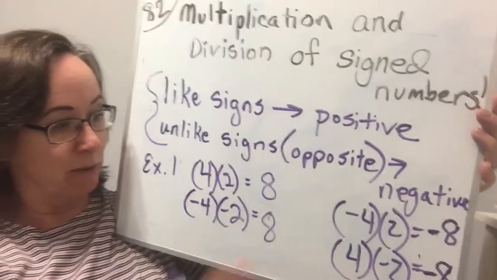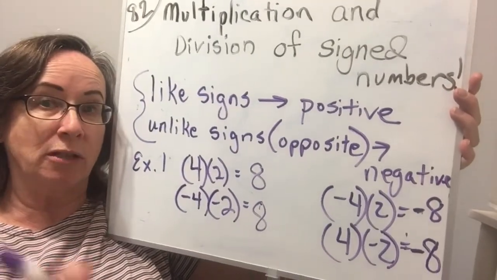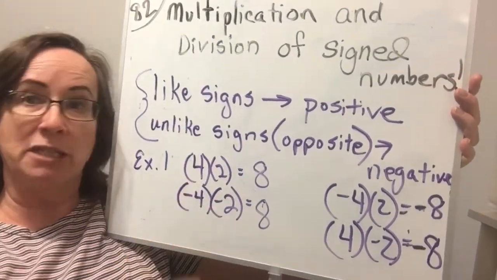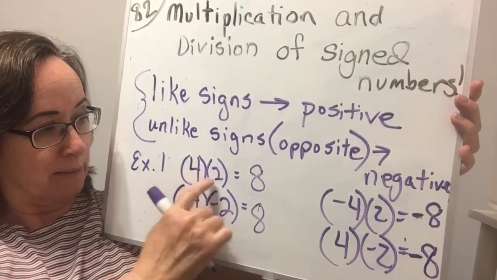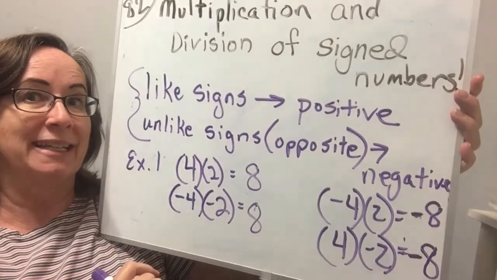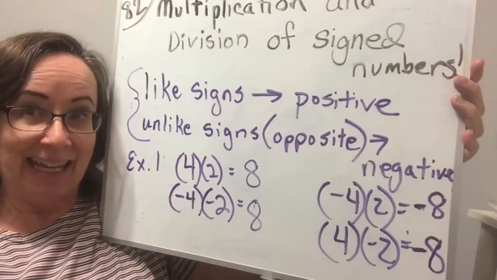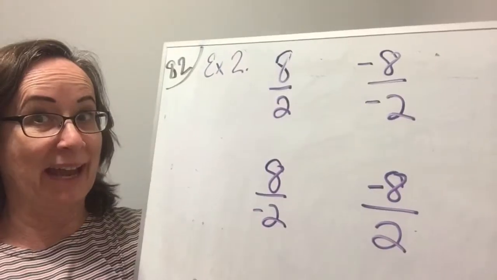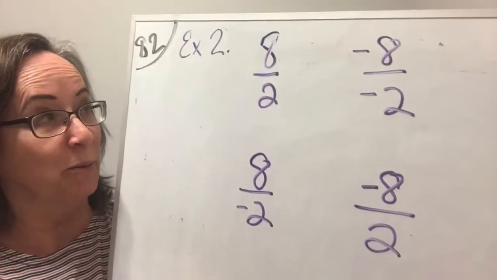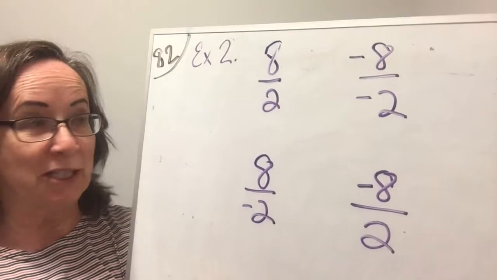So all we have to do is figure out, are we going to have a positive result or a negative result? And then just multiply the absolute values of the numbers together. So 4 times 2 is 8. We just have to decide whether it's an 8 or a negative 8. How easy is that? Okay, so now we're going to do example 2, which is division.